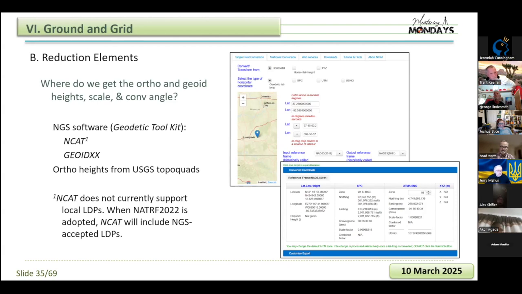And again, remember, when the new datum comes through, NCAT's going to support all the other LDPs and stuff in there. So you'll have additional lists to pick from in here. So start getting used to it. If you're not using it, it's a pretty neat little package to generate some information for you. And again, it can do conversions between datums also, transformations between datums. But remember, that's not an exact science. There's going to be some error introduced in those positions.